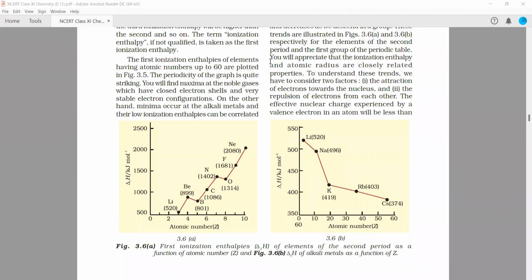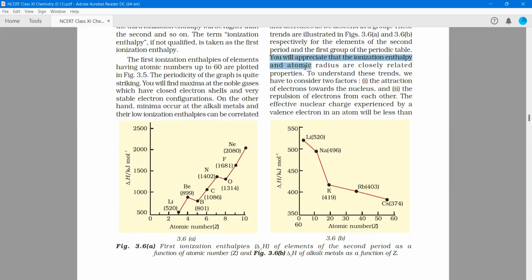You will appreciate that ionization enthalpy and atomic radius are closely related properties. I already told you, once you know the trend in the atomic radius in the group and the electronegativity trend also, then you will be able to get to know about the periodicity of nearly all the physical properties. To understand this trend, we have to consider two factors: the attraction of the electrons towards the nucleus and the repulsion of the electrons from each other. We all know this, right?